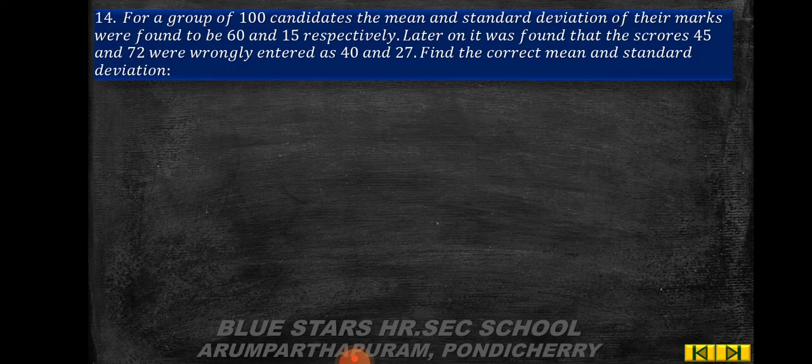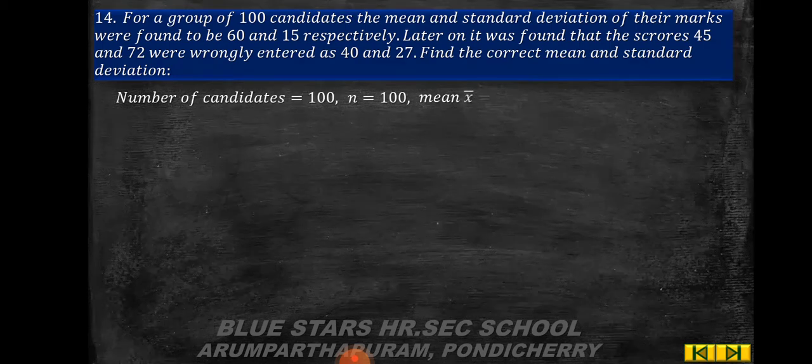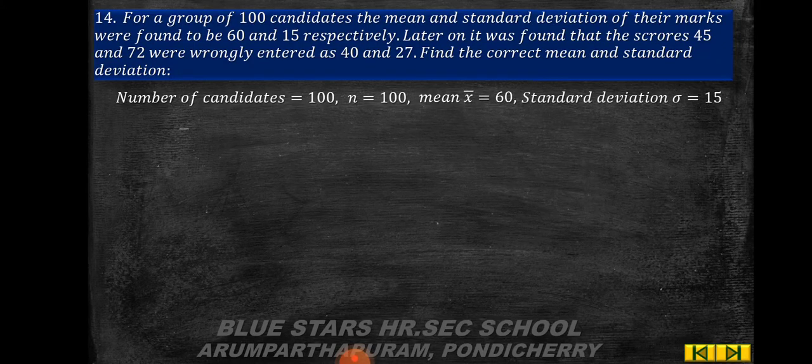Question number 14. For a group of 100 candidates, the mean and standard deviation of the marks were found to be 60 and 15 respectively. Later on, it was found that the scores 45 and 72 were wrongly entered as 40 and 27. Find the correct mean and standard deviation. So here the number of candidates, that is N, is equal to 100, mean x bar is equal to 60, standard deviation sigma is equal to 15.